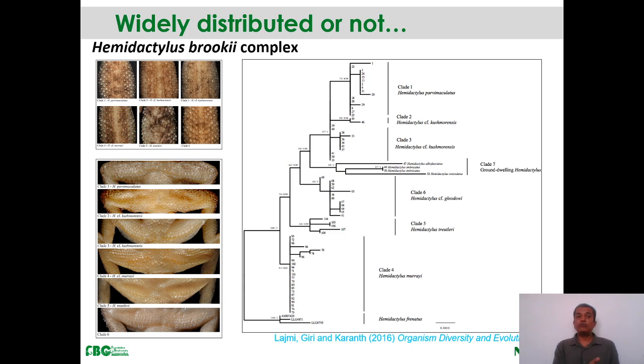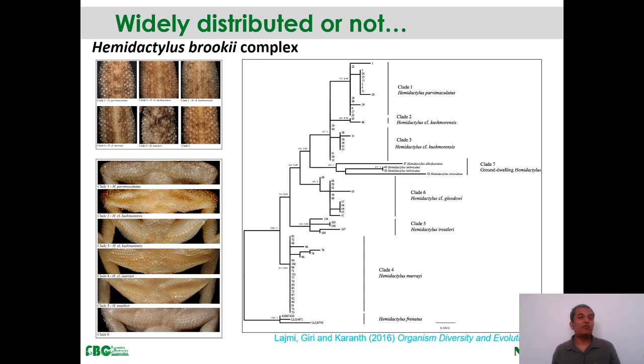And we tried to use the DNA to understand that, and it was real. So this Hemiphyllodactylus brucki, the species which is not there in India, was considered as one. There are 8 to 10 species here, and they all were considered as Hemiphyllodactylus brucki. And interestingly, it is not in India. It is somewhere else. So this is what I mean to say.